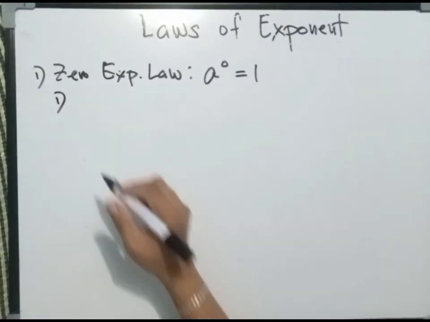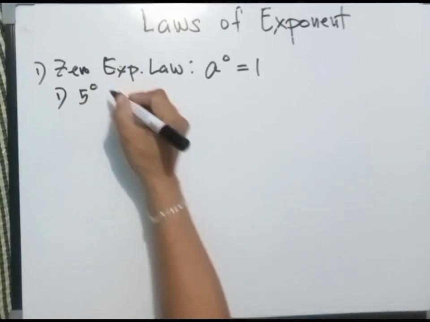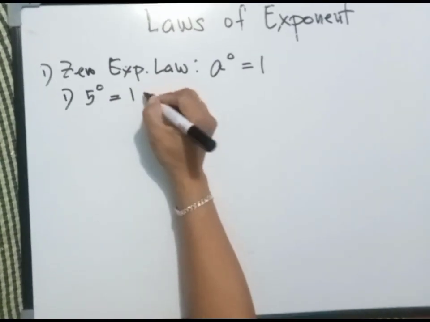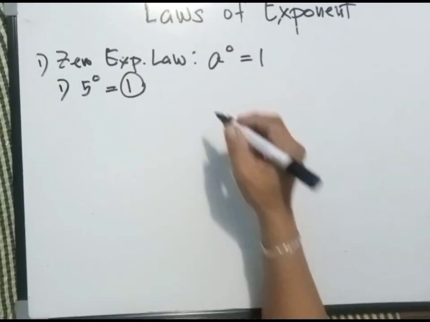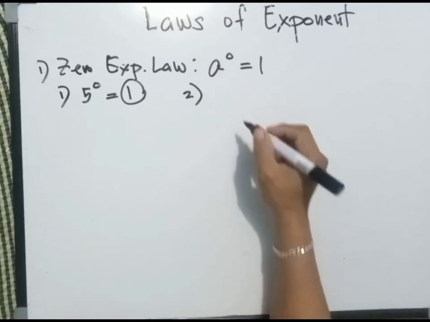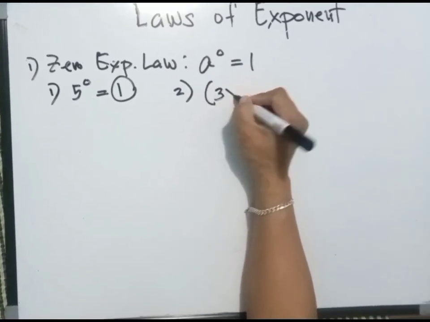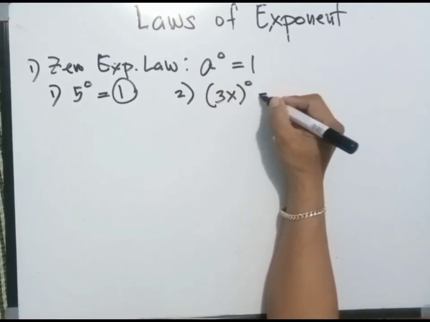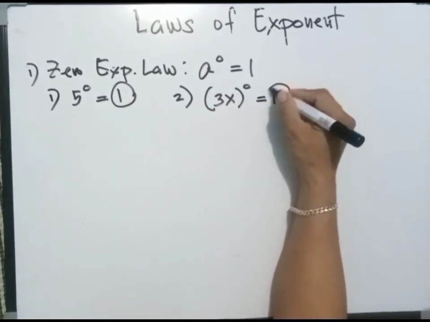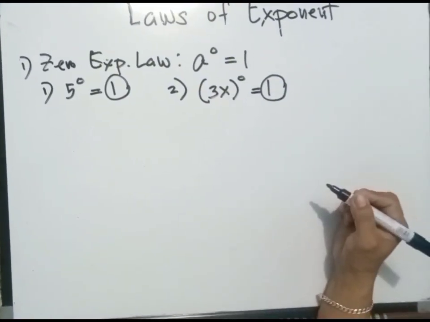Example number 1. 5 raised to 0 equals 1. That will be our answer. Example number 2. The quantity of 3x raised to 0 is also 1. And that is also our final answer.